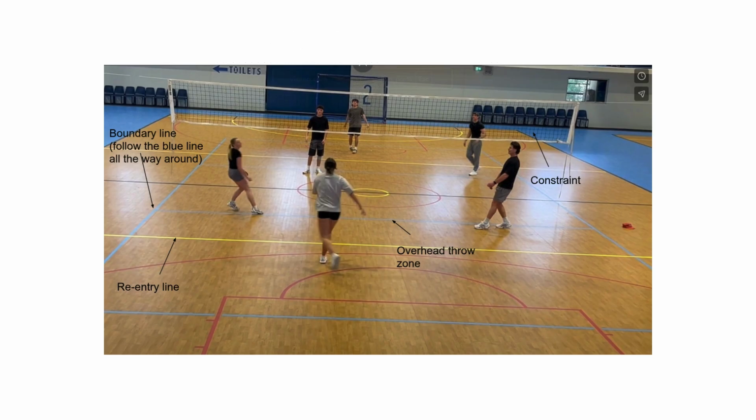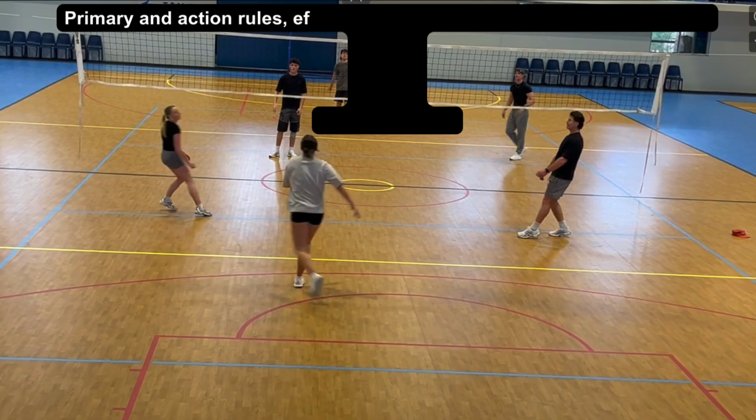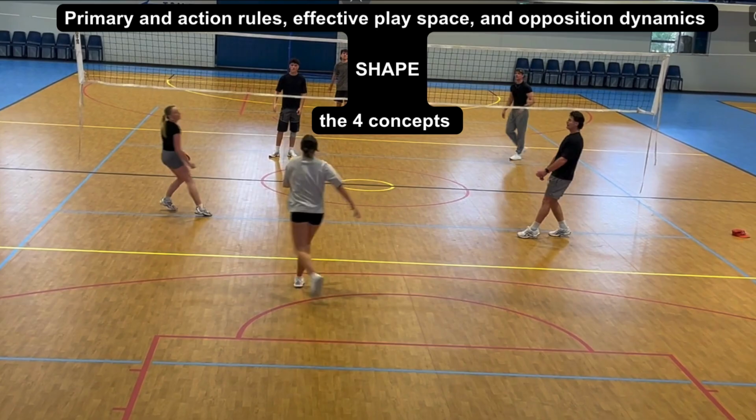The model reframes performance from isolated technique to the interpretation and coordination of game grammar, where players read the play, adapt with constraints, and regulate their actions in response to the evolving game conditions. It enables analysis of how individuals and teams construct and refine knowledge maps in real time, as primary and action rules, effective play space, and opposition dynamics shape decision-making, strategy and tactics, movement, skill, and communication and concentration.